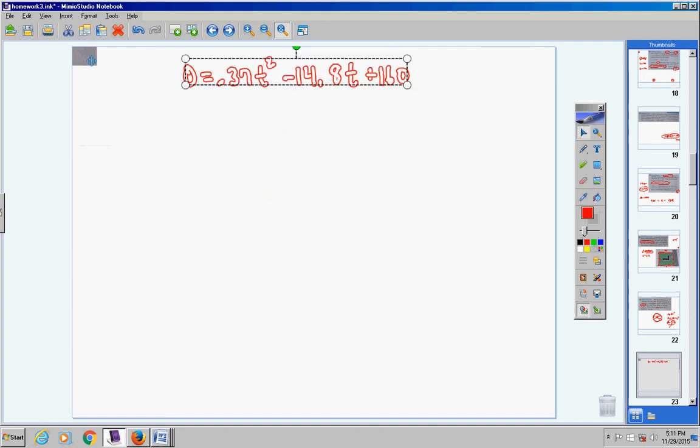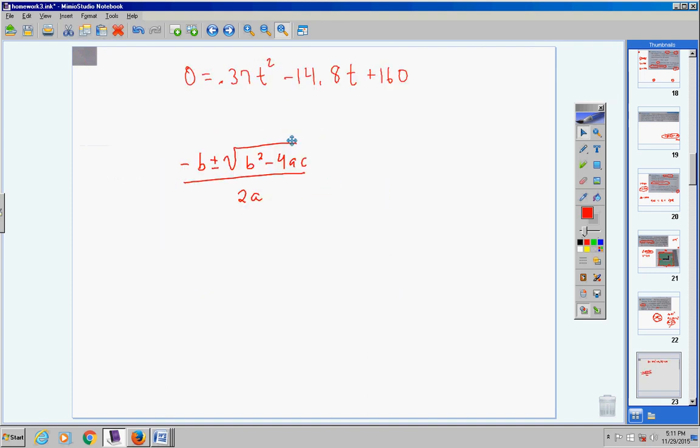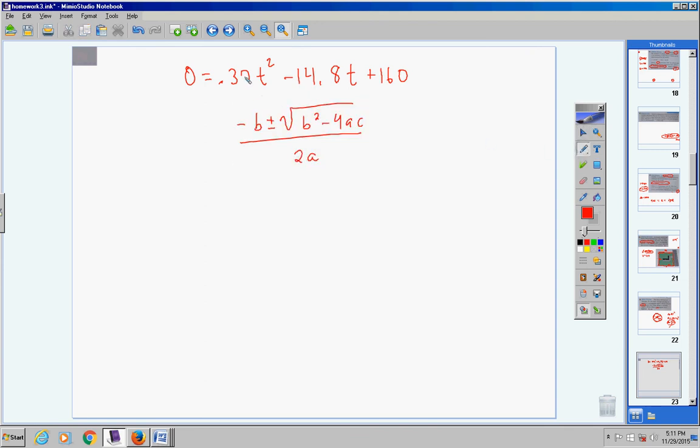And so let's see what happens here. Alright, here's my A, my B, and my C. So negative B, I've got a negative 14.8, so negative is a positive 14.8 plus minus the square root of 14.8 squared. 14.8 squared is 219.04.